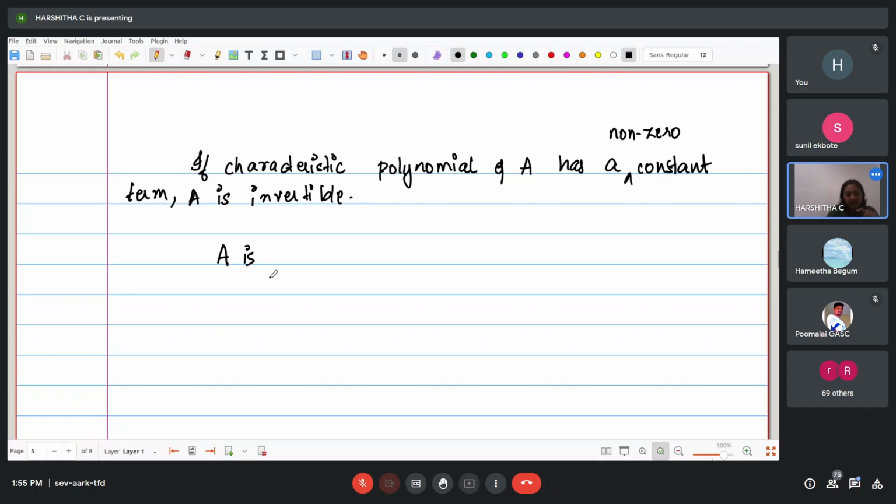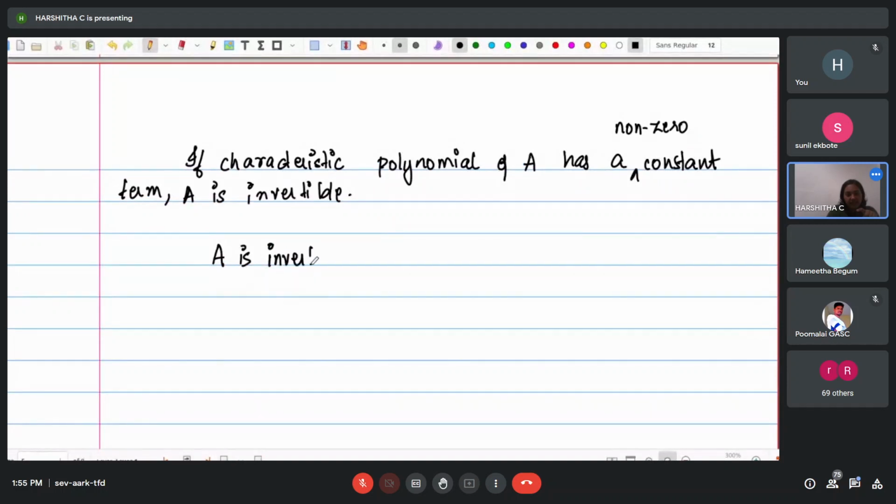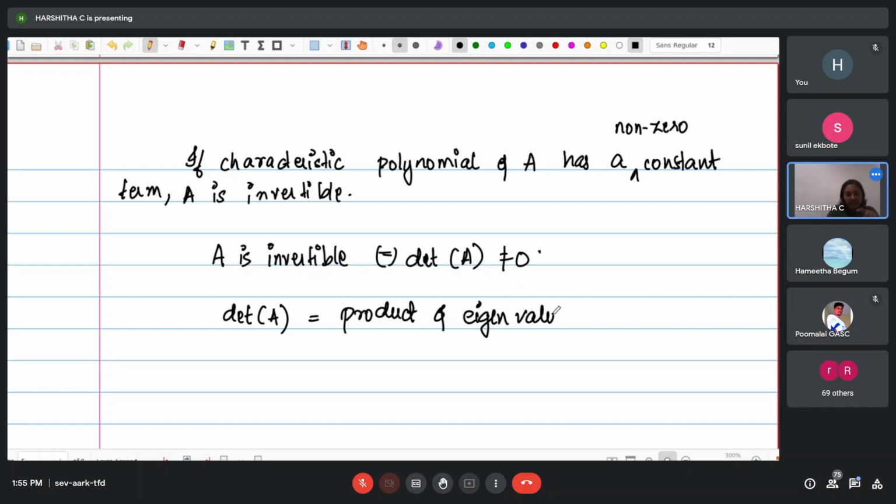Yes. This is not there in the questions, but I just wanted to add it. So A is invertible if and only if the determinant of A is non-zero. And we already saw that the determinant of A is the product of eigenvalues. So what are eigenvalues? Eigenvalues are nothing but roots of the characteristic polynomial.